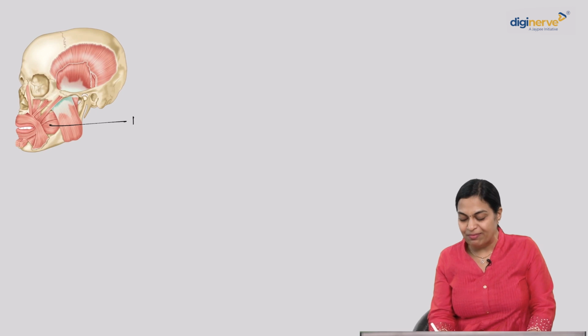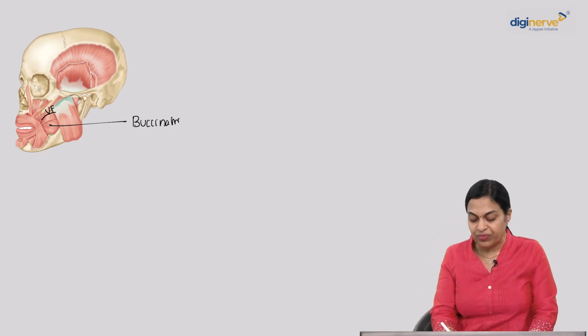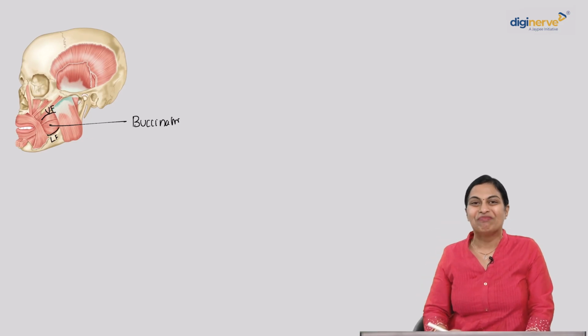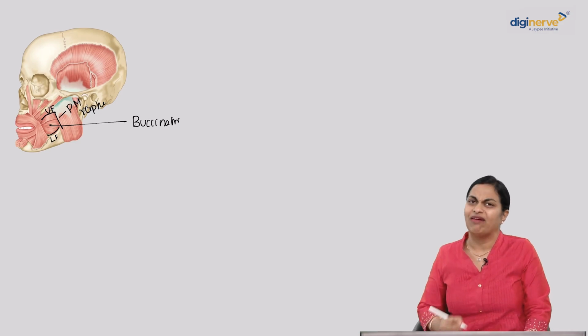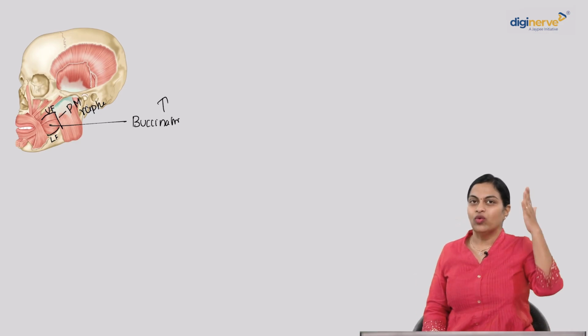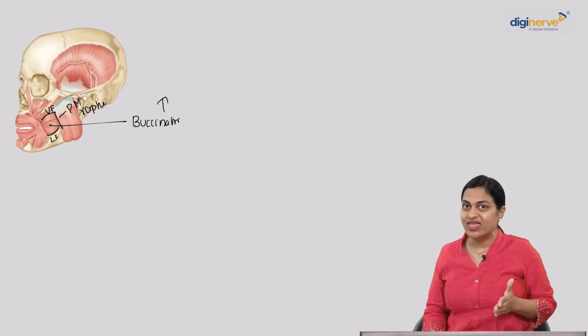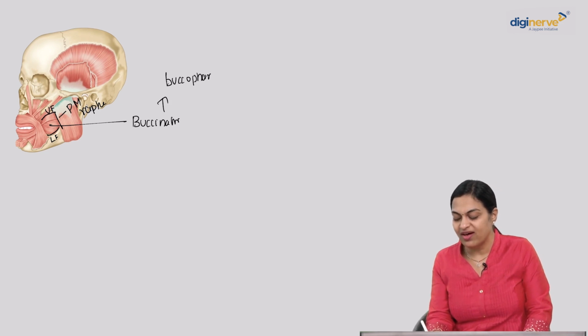So this is the Buccinator muscle. It has upper fibers arising from the maxilla opposite the molar tooth, the lower fibers coming from the mandible opposite the molar tooth, and the middle fibers coming from the pterygomandibular raphe. And this is something special. I told you all the muscles of the face are beneath the skin, and this Buccinator is covered by a fascia, the buccopharyngeal fascia.